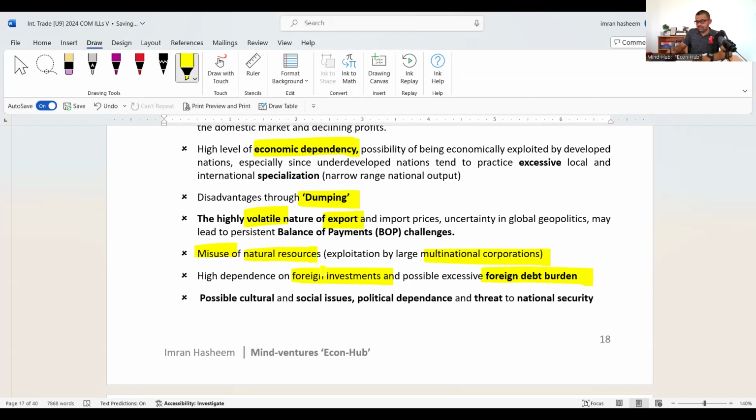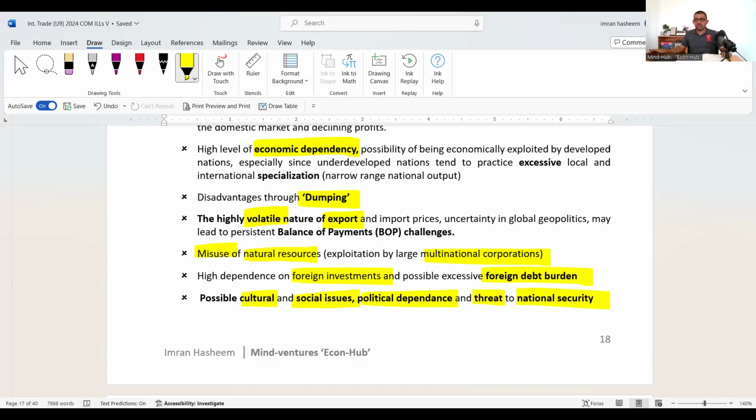Then possible cultural, social issues. Then political dependence could be there. The influence of major economies that get involved with us in international trade. It could also be a threat to our national security. We talk about this, Indianization and the Chinese influence and all these things, right? So overall, these are seen as some of the major limitations of international trade and arguments against international trade.